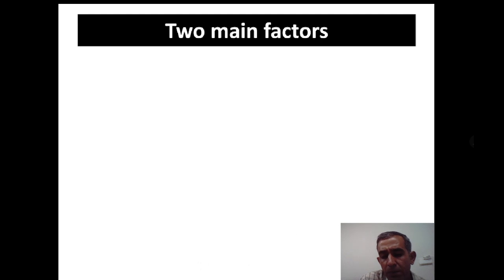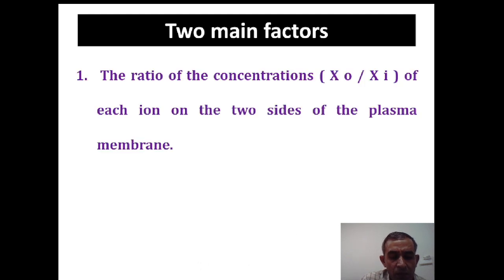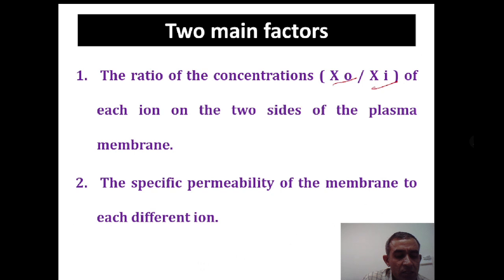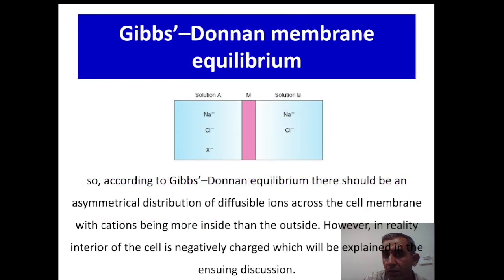Now there are two main factors. Number one, the ratio of the concentration of the ions outside and inside of the plasma membrane. The second one is the specific permeability. So there is ion distribution, and the second is the permeability of the membrane. These are the two main factors why RMP exists. And this is different in different tissues because individual cells have different ionic compositions.